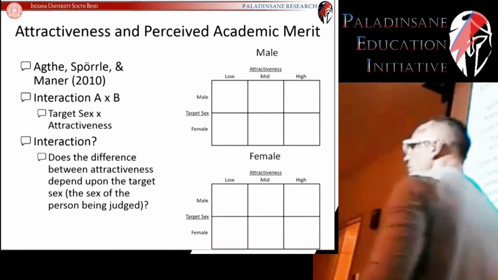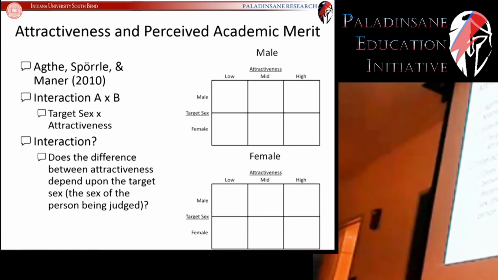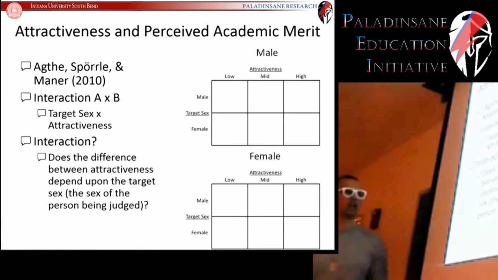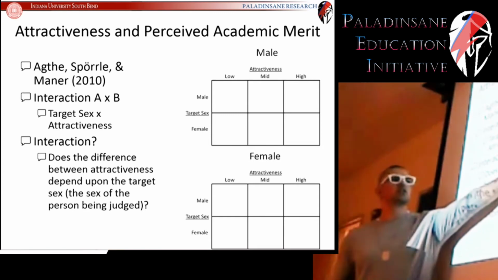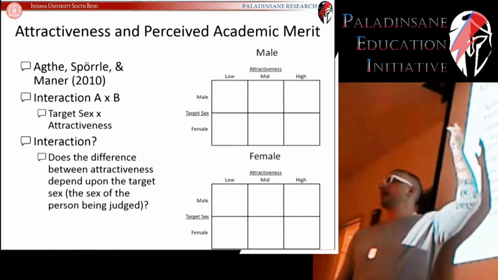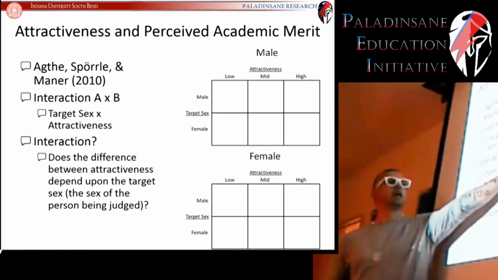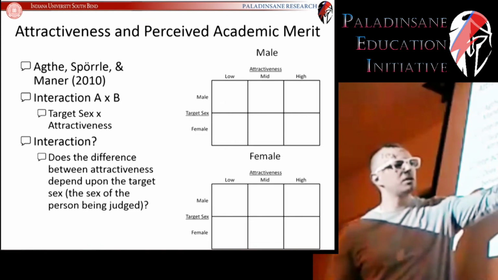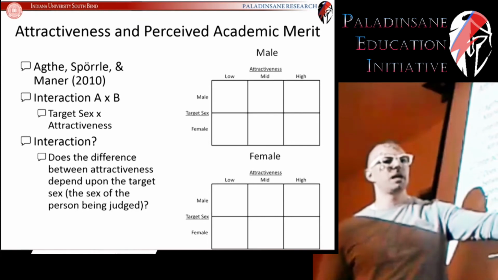Interaction, we want to know, does the difference between attractiveness depend upon the target sex, the sex of the person being judged? So attractiveness is going to have an effect. We've already seen that in the main effect. Is the effect of attractiveness different for male applicants than it is for female applicants?